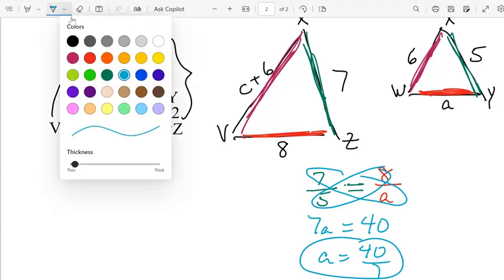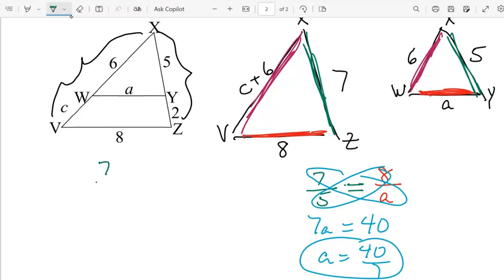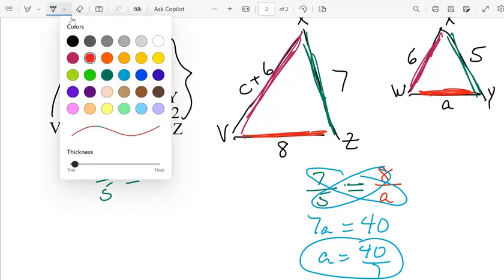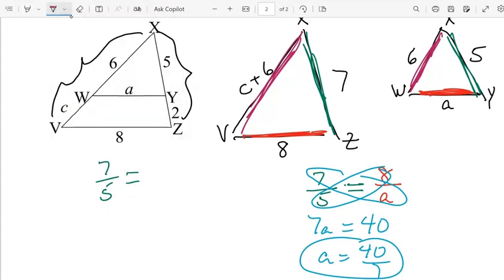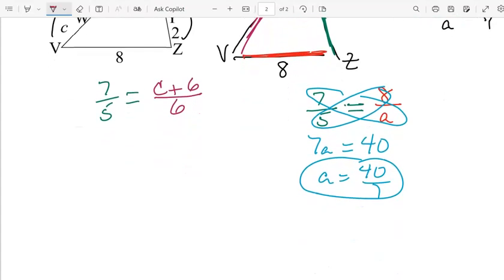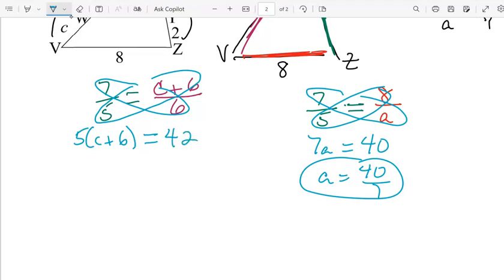So in order to solve for C, we can use that same scale factor, 7 is to 5, as, or that equals the same ratio of, and our other side ratio is C plus 6 divided by 6. Now again, we're going to cross multiply. So we get 5 times (C plus 6), make sure that you're using parentheses there, is equal to 7 times 6, which is 42.